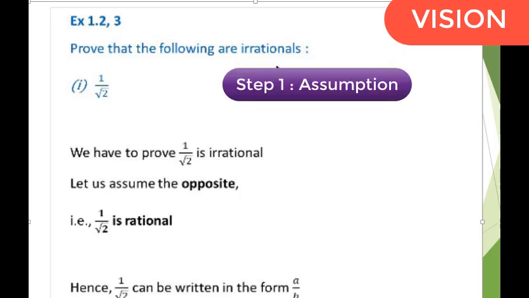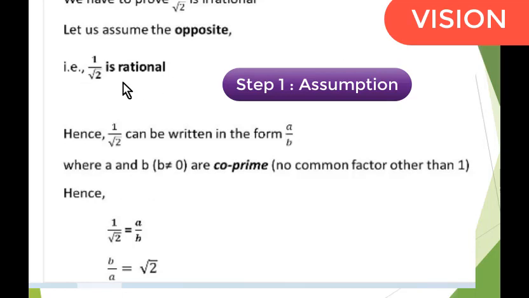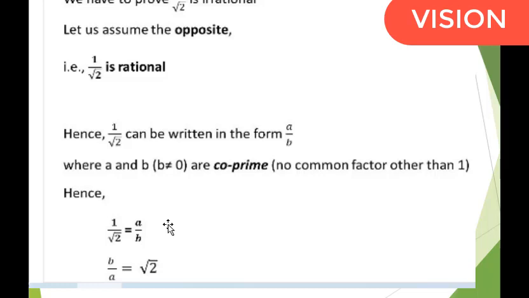Okay, for proving that, step 1 is assumption. We have to prove 1 by root 2 is irrational. Let us assume the opposite. We are assuming 1 by root 2 is rational. Now 1 by root 2 can be written in the form a by b, the normal rational number representation in mathematics. So we are substituting 1 by root 2 equal to a by b.